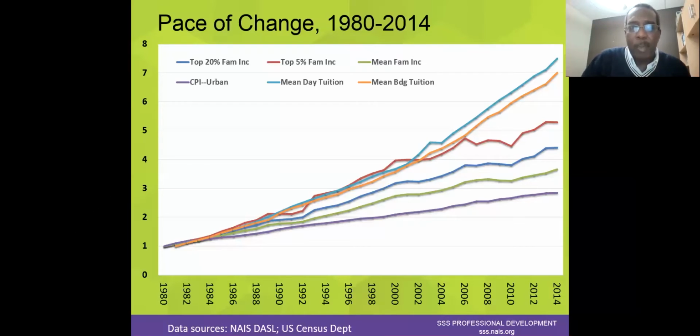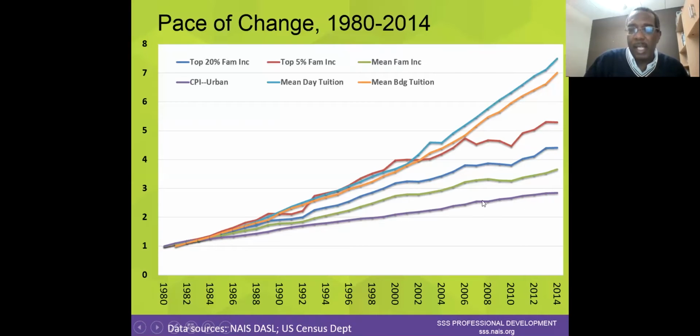Let me just back up a little bit and describe how you read this chart. These numbers on the left side, on the y-axis, are really just the rate of growth. They are not percentage changes. So what this basically says is this light blue line, which is the mean, the average day school tuition, is about 7.5 times greater in 2014 than it was in the first year we looked at. I don't think I had that data all the way back to 1980. It may have started in like 1984 or so. So this is 7.5 times higher than it was back here.